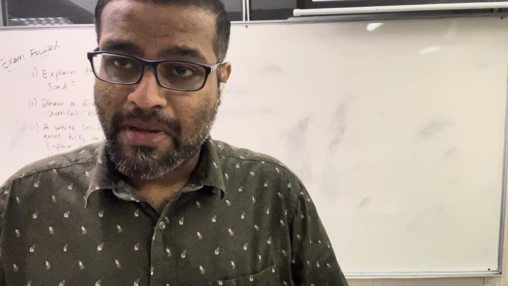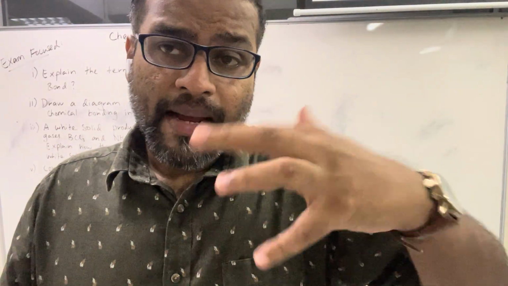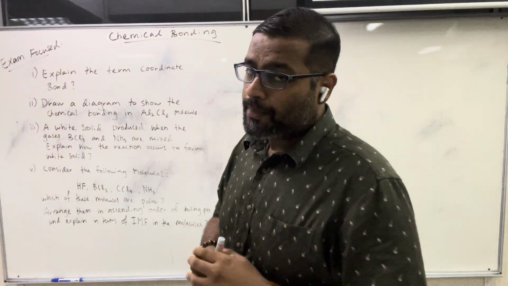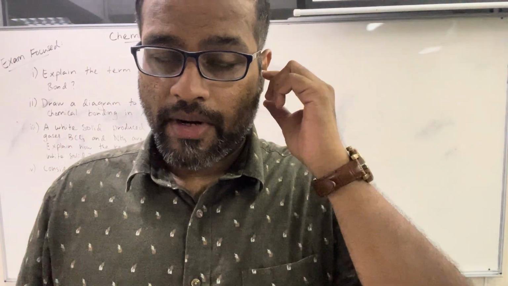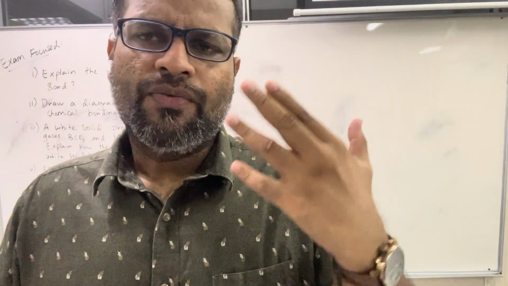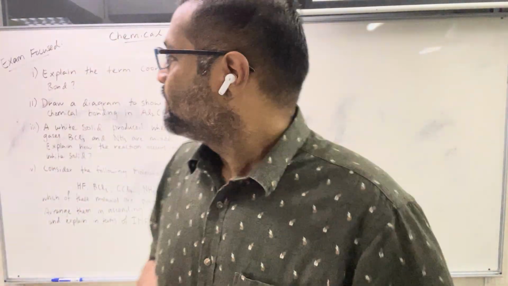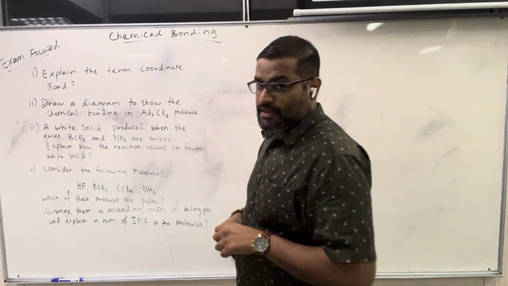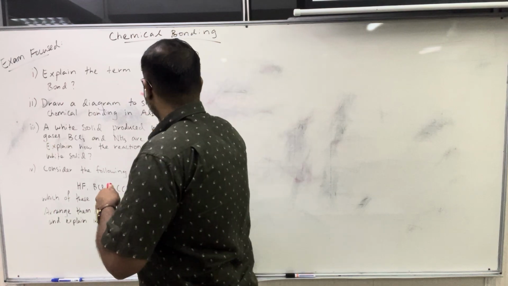Maran's Chemistry Academy. So today we're going to review the other type of chemical bond, which is the coordinate bond, right? Another name for coordinate bond is the dative bond. So we're going to look into some of the questions related to coordinate bond. Now, the first question, as you can see here: explain the term coordinate bond.